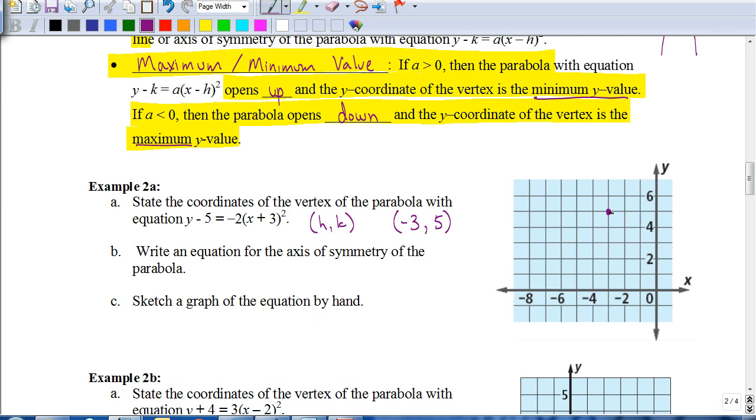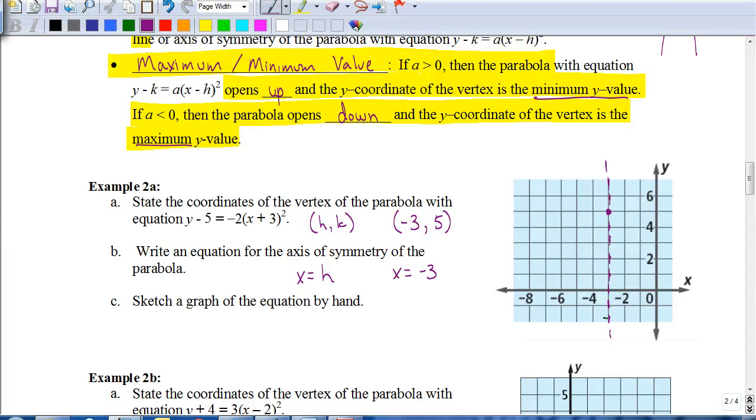Then it says write an equation for the axis of symmetry. Remember, the axis of symmetry is the equation x equals whatever h is. So x equals negative 3. That means I'm going to graph that line, x equals negative 3. That's this imaginary line, so that's why I use a dashed line here, that goes through the point negative 3.